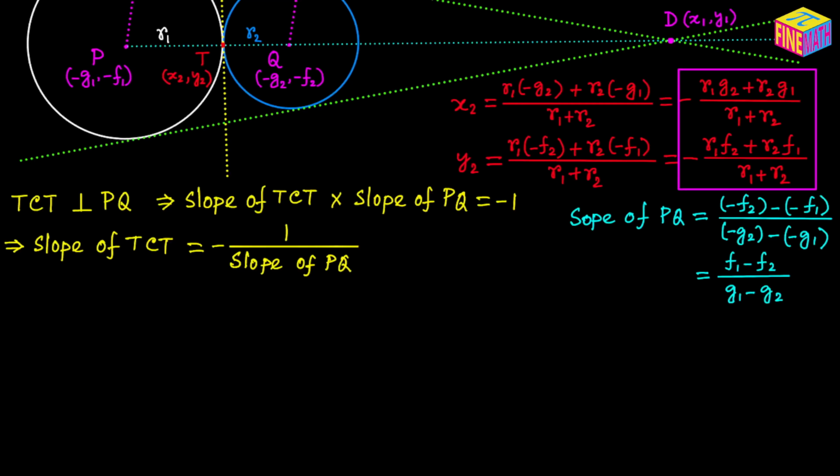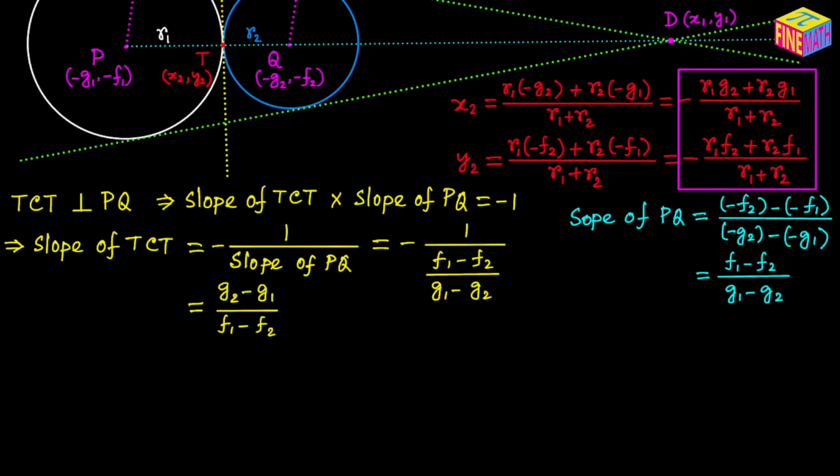And if we simplify it, it's going to look like this: f sub 1 minus f sub 2 over g sub 1 minus g sub 2. And let's plug in that value here on the left hand side. So that will be -1 over this value, which is f sub 1 minus f sub 2 over g sub 1 minus g sub 2. And then finally this is going to look like g sub 2 minus g sub 1 over f sub 1 minus f sub 2. So now we know the slope of the transverse common tangent, and also we know a point on that transverse common tangent, which is x sub 2, y sub 2.